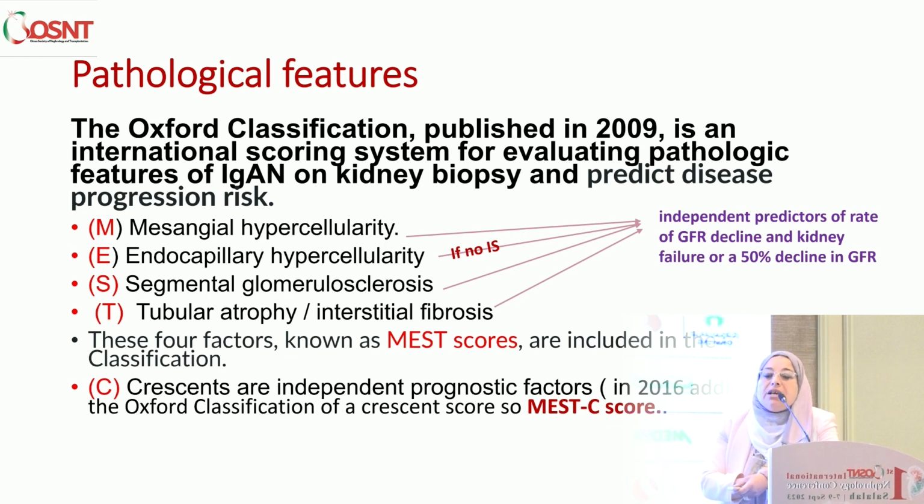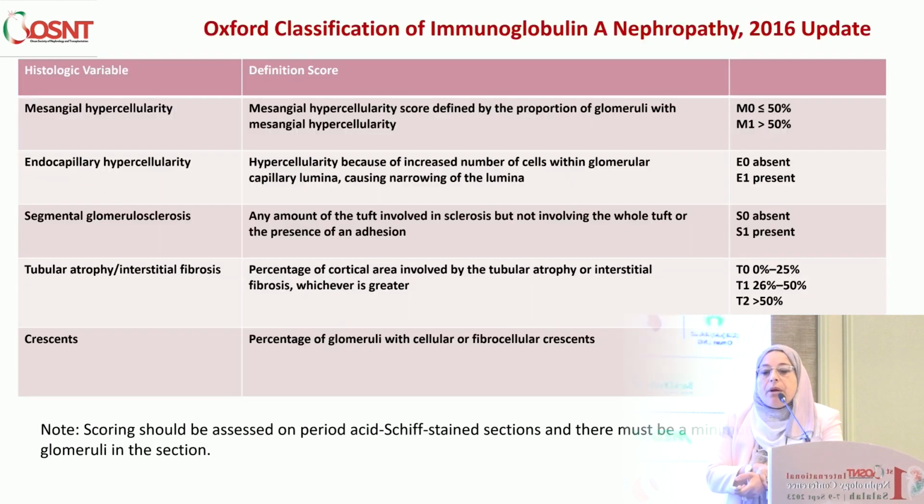Oxford classified IgA nephropathy in 2009 by the presence of mesangial hypercellularity, endocapillary hypercellularity, segmental glomerulosclerosis, and tubular atrophy. These four are called the MEST score, and they are predictors of decline in estimated GFR. Recently, in 2016, Oxford updated the classification and added crescents as an independent prognostic factor.